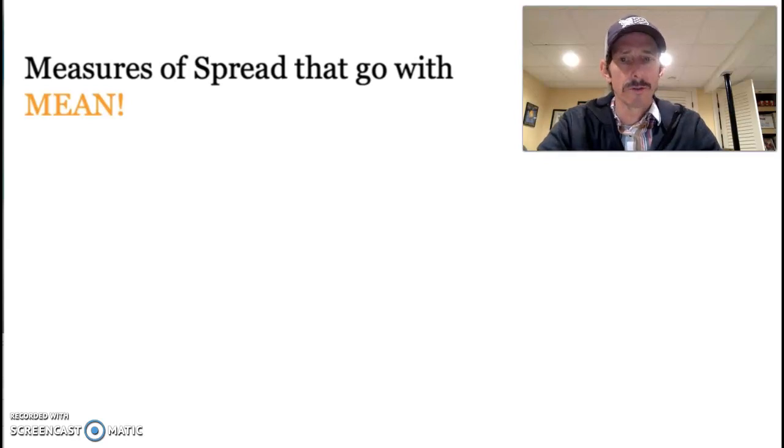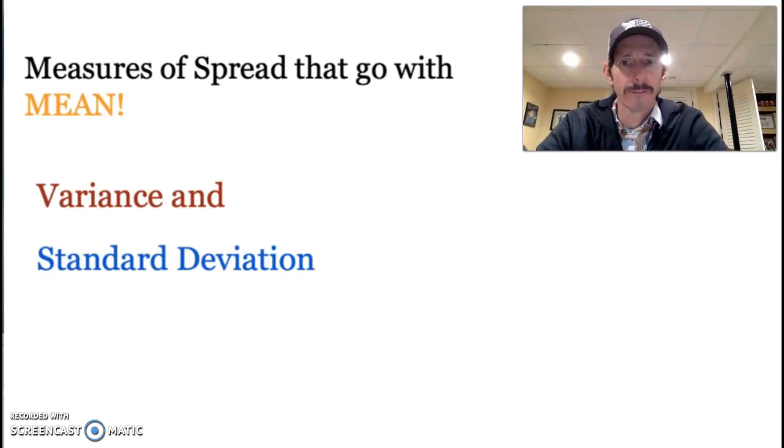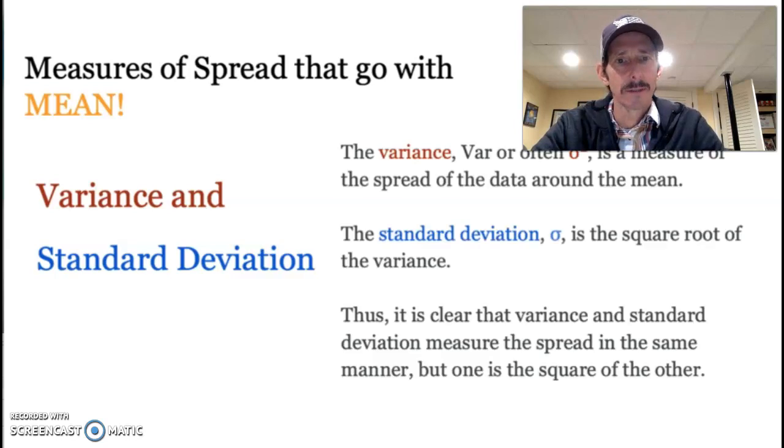So when you use the mean for measures of center, which again is when your data looks rather symmetrical, unimodal, kind of normal, that bell-shaped curve, you are going to use measures of spread called the variance and the standard deviation. These are two things that go together with each other, and they are linked explicitly to the mean.